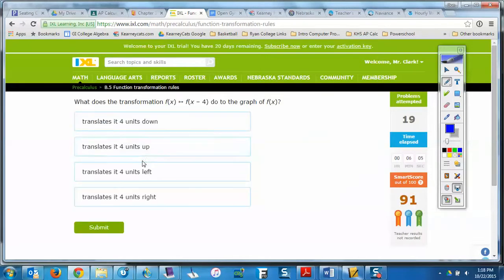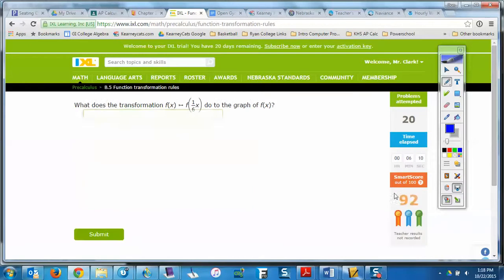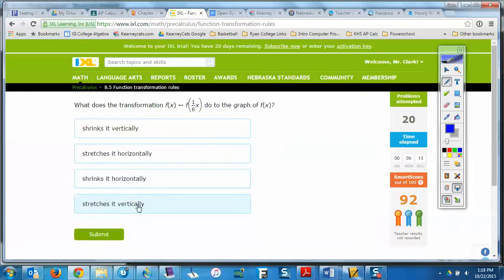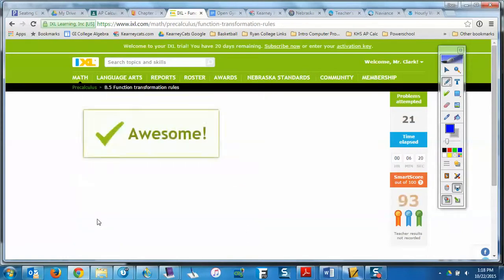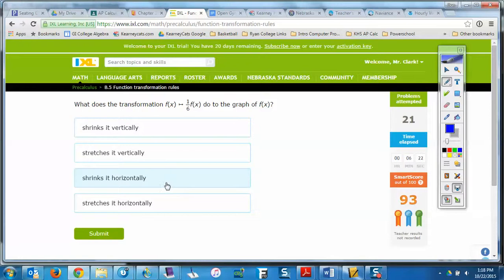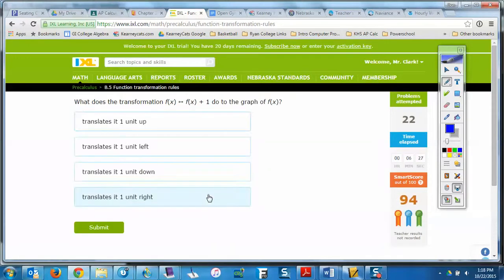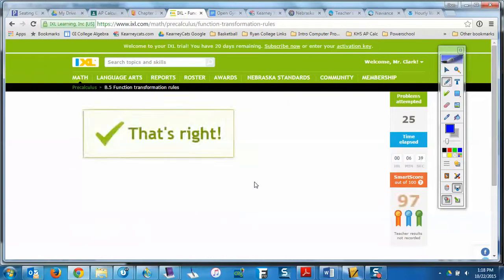All right. Oh, wow. What does it mean by that? Right 4, that, I don't know. You're above 90. Stretch, because when it's on the inside, it acts opposite, so that's a stretch horizontal. Shrink vertical. Up 1. Right 2. Right 2. Left 9.